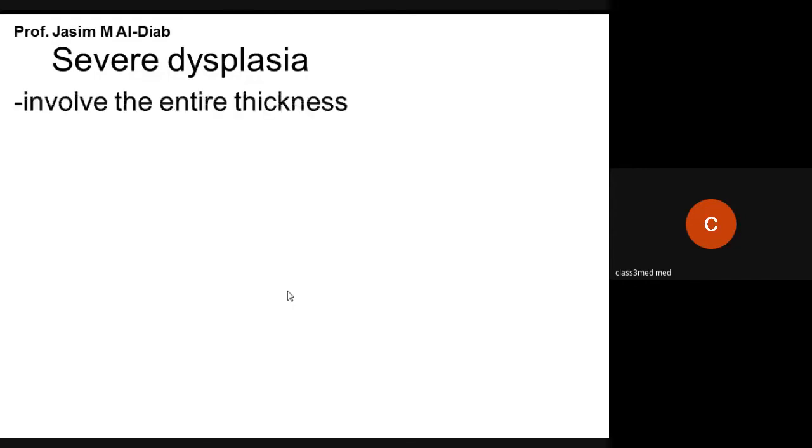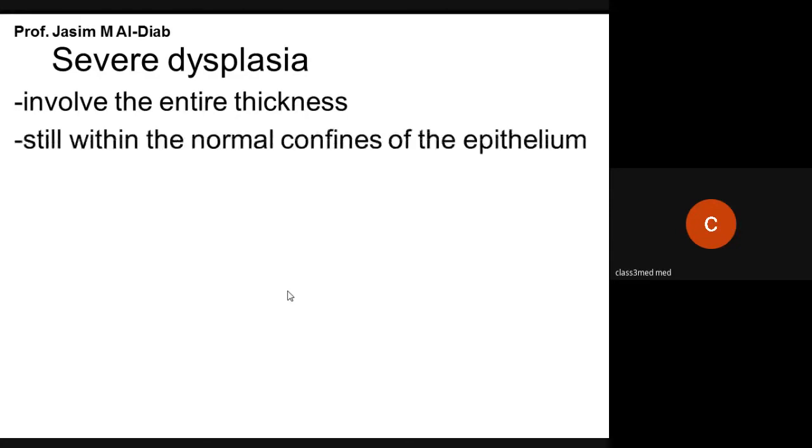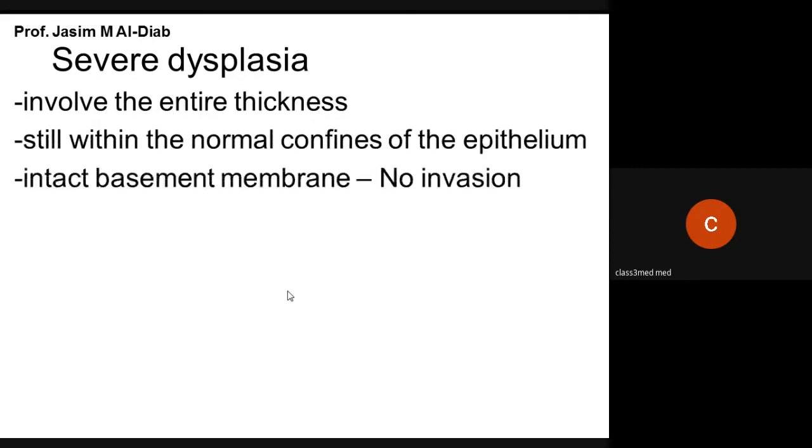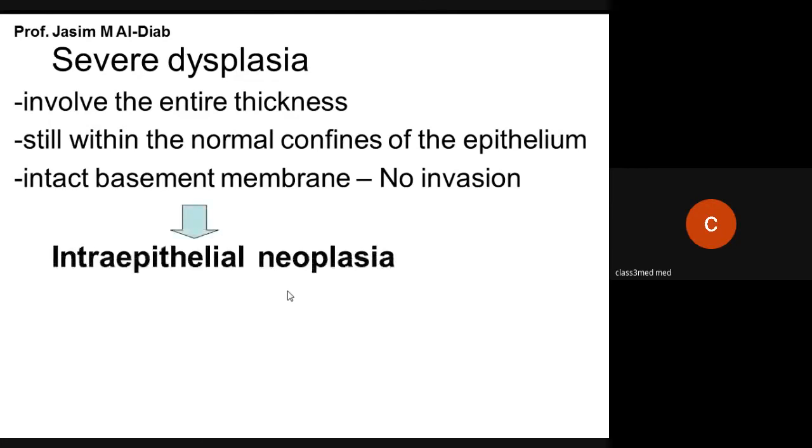When the dysplasia is severe dysplasia, involves the entire thickness of the epithelium, but still within the epithelium with intact basement membrane. The basement membrane is intact, is not broken, not invaded by the tumor cells. And here we use the term intraepithelial neoplasia. The old term is carcinoma in situ. Intraepithelial neoplasia means neoplasm within the epithelium.